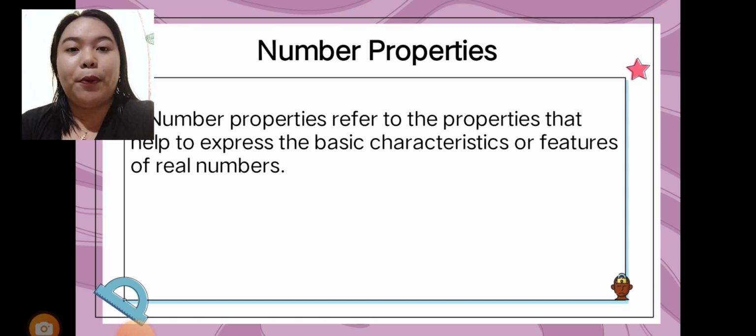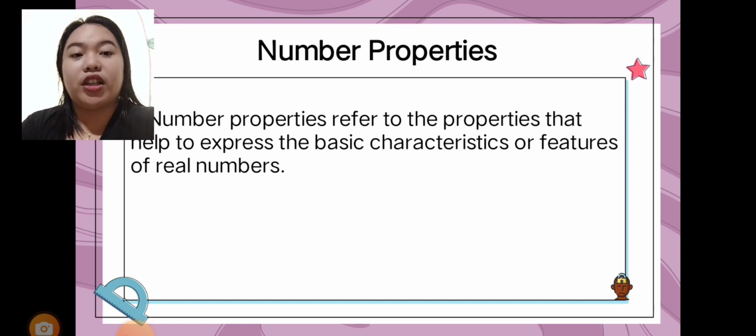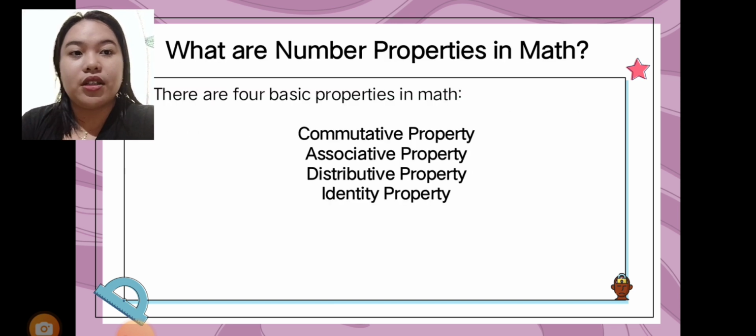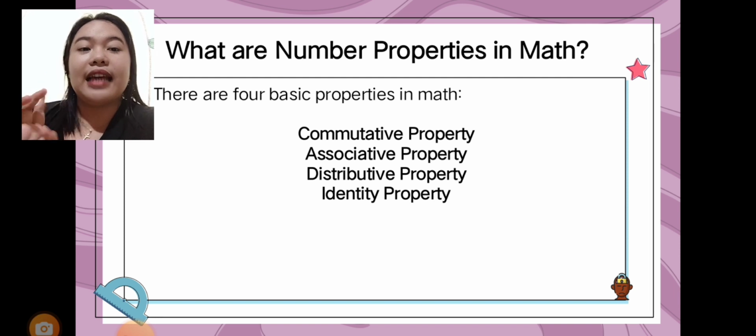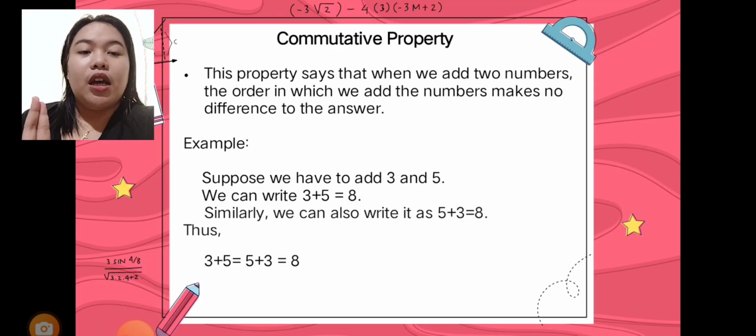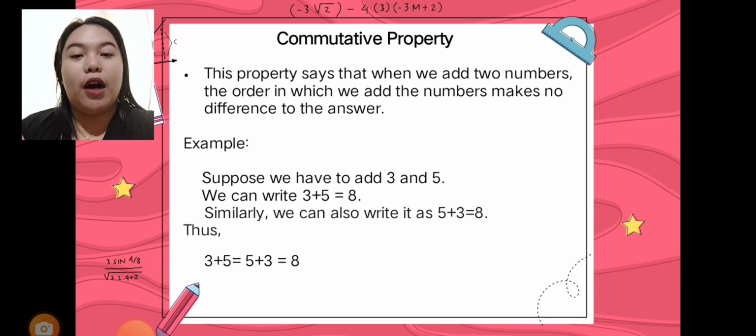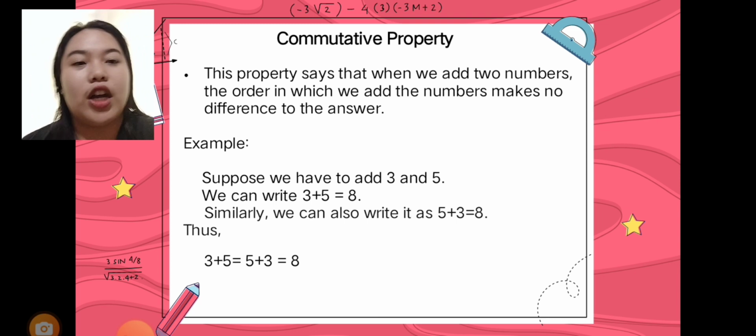Next, number properties. Number properties refer to the properties that help to express the basic characteristics or features of real numbers. So what are the 4 number properties in math? The 4 basic properties in math are the following: commutative property, associative property, distributive property, and identity property. All of those properties are possible in addition, multiplication, and many more.